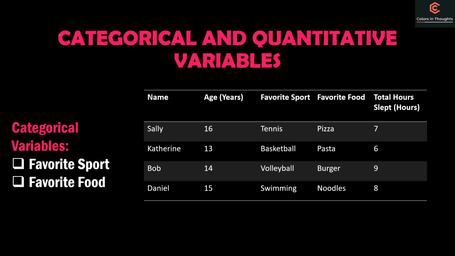Now let's practice identifying the categorical variables. Here we are given a table. The categorical variables are favorite sport and favorite food. We can categorize the people by their favorite sport and their favorite food. For instance, we can create a group of people who like basketball, and we can create another group of people who like volleyball.